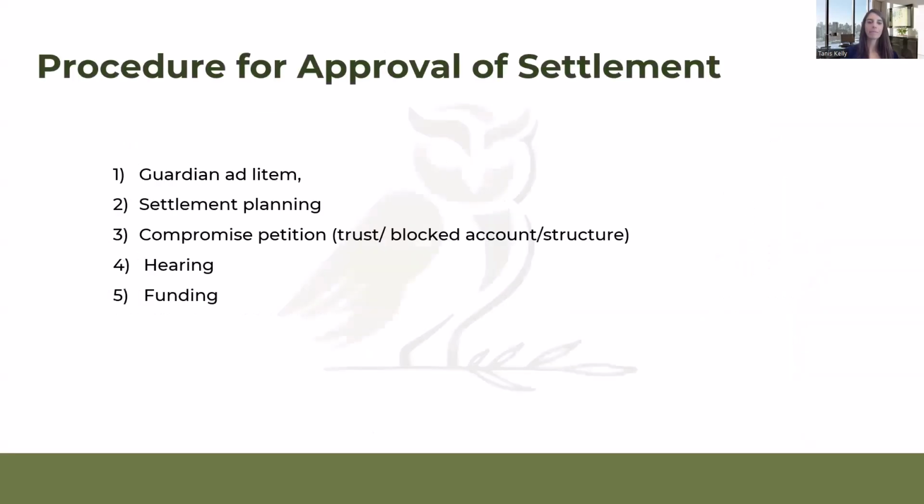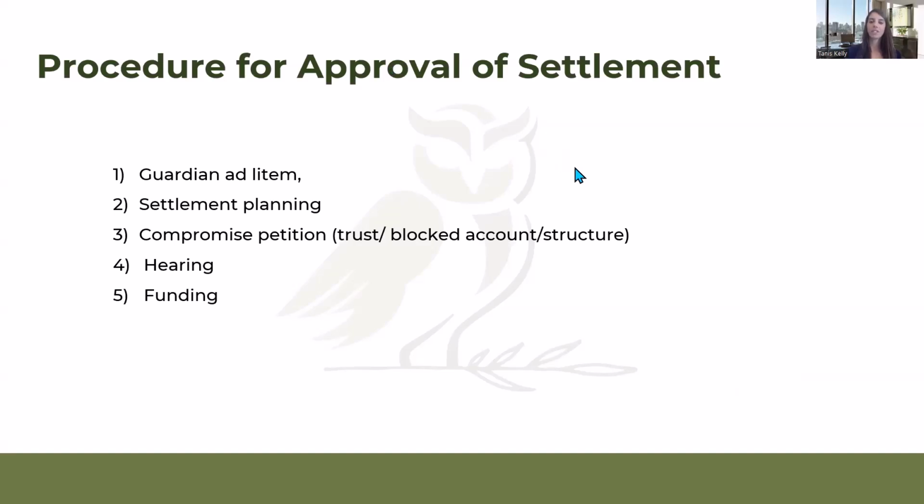Right. Okay. So this is really quick, but when you have a settlement involving someone with a lack of capacity, whether they're a minor or an adult, there's kind of a procedure to get that approved. First you need to appoint a guardian ad litem for the case. There's a form, I can send it to you. I didn't include it in here, but you can file that with the court. Then there's settlement and trust planning that goes on with that individual's family and the guardian ad litem to figure out what's the best plan for them given the options under Probate Code 3600.